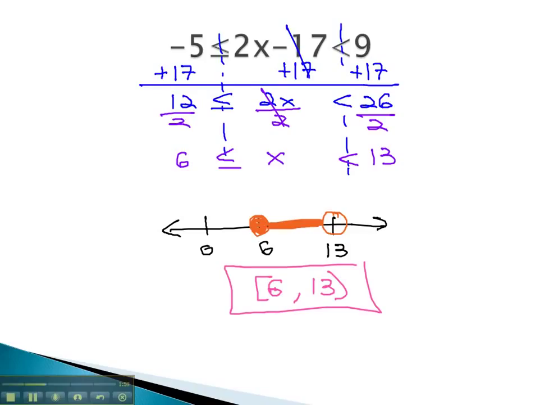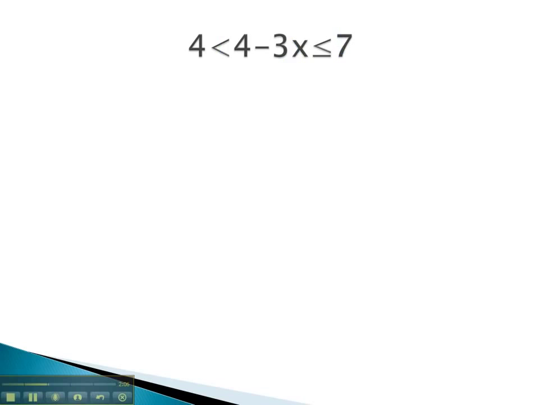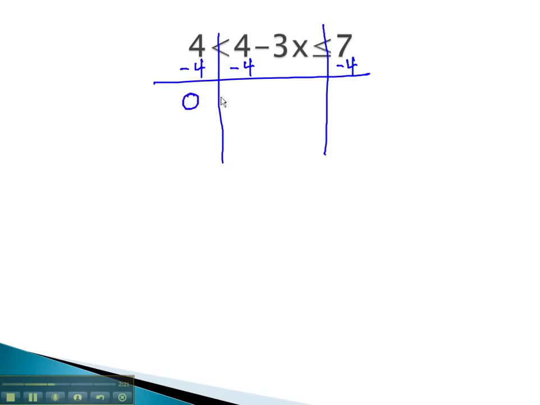Let's take a look at another example where we solve a tripartite inequality. In this problem, again, we will balance all three parts by first subtracting 4, working to get the x alone in the middle. As we do, notice the left side does not disappear. 4 minus 4 is 0. We still need a number on the left side. With a three-part inequality, you should always have three parts at every step. 7 minus 4 is 3.